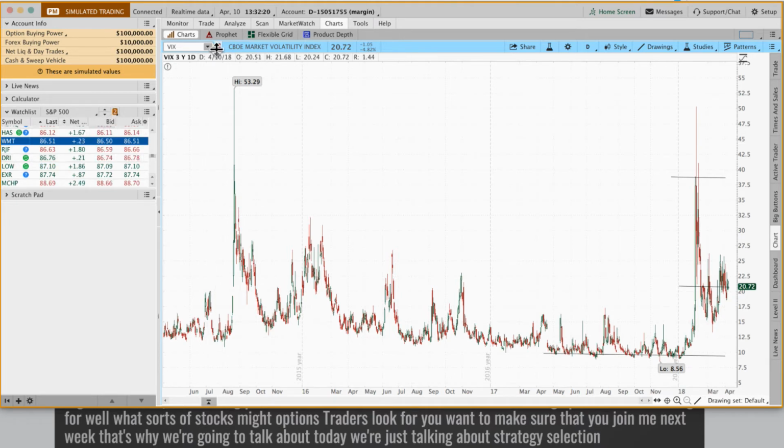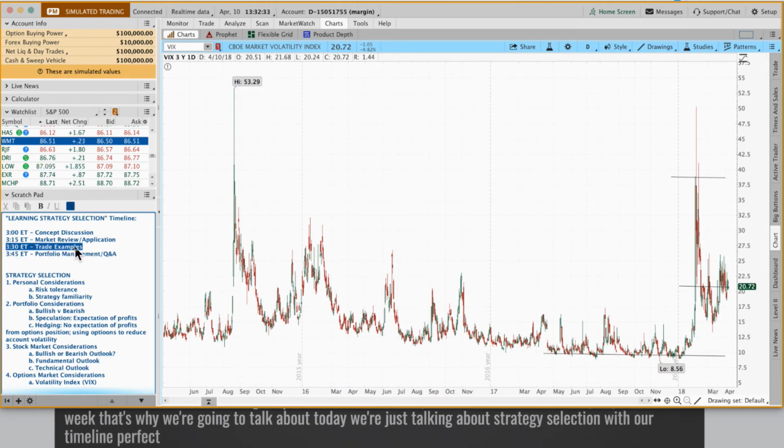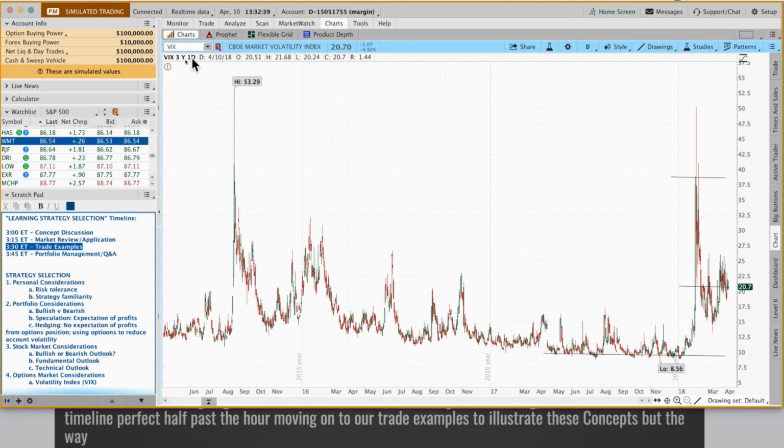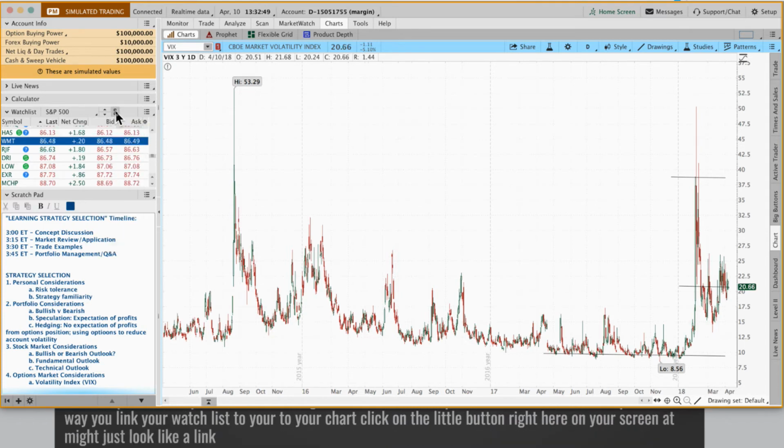Let's bring that up. I'm going to link my watch list to my chart, and notice we're keeping right here with our timeline. Perfect. Half past the hour. Moving on to our trade examples to illustrate these concepts. But the way you link your watch list to your chart, click on the little button right here. On your screen, it might just look like a link, like a chain link.